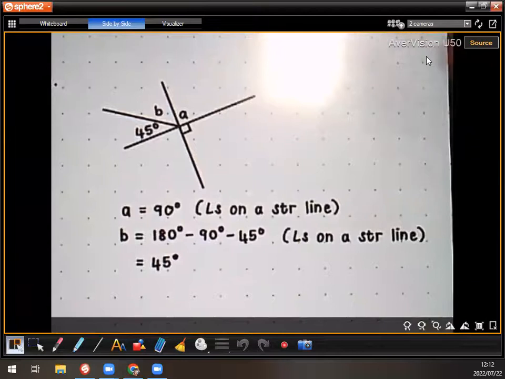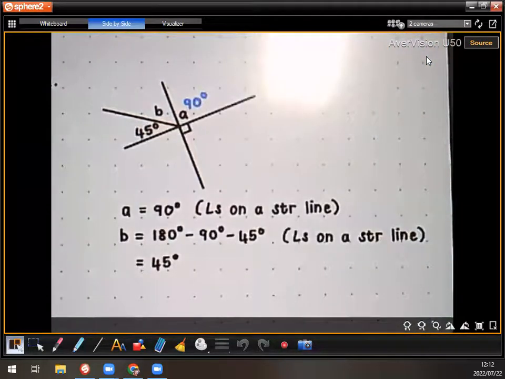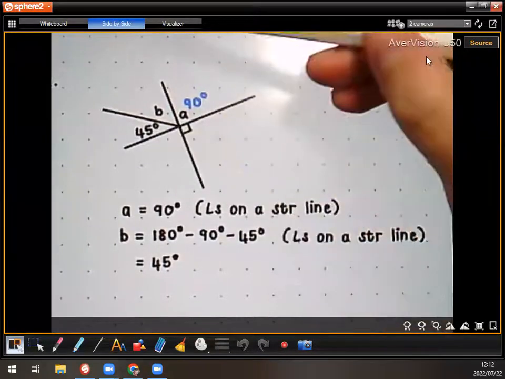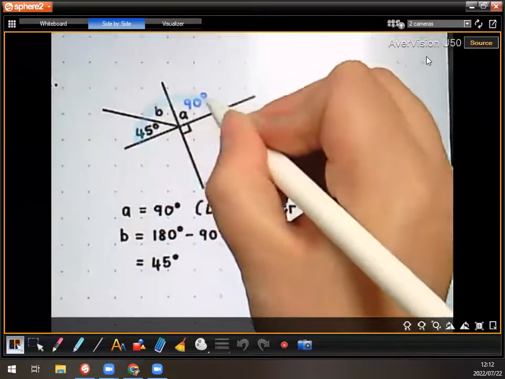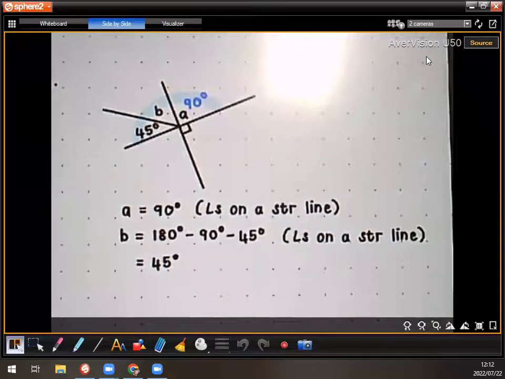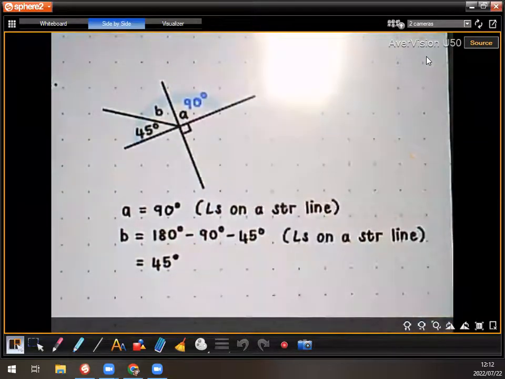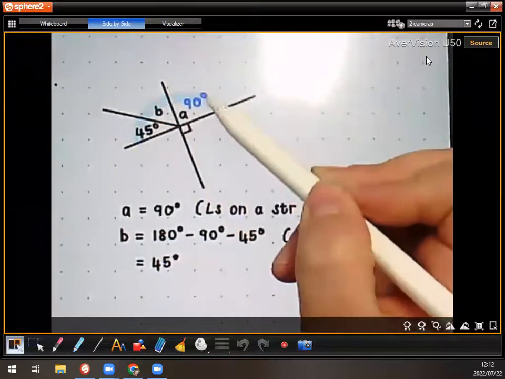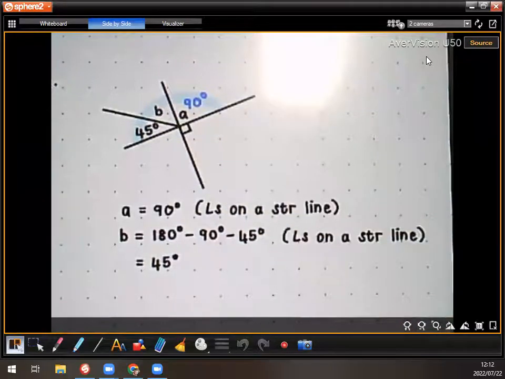So then here you have 90. Now we need to find B. But guys, we have another straight line here. All right, that's also a straight line. Do you agree with that? So these 3 angles must also add up to 180. So if you want to get B, you can take 180 degrees minus 90 minus 45. That gets you angle B.